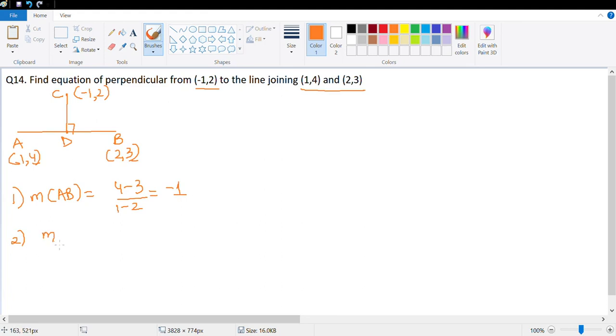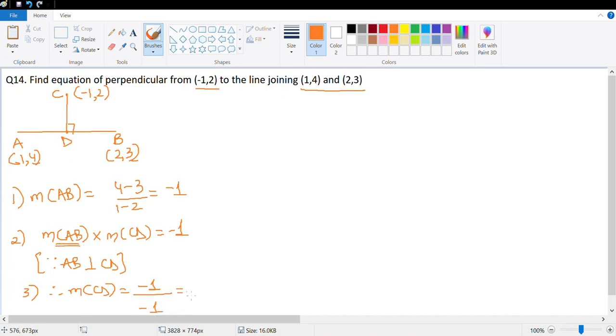Next, slope of AB multiplied with slope of CD is equal to negative 1, since AB is perpendicular to CD, which means slope of CD is equal to negative 1 divided by the slope of AB, which is negative 1. So the slope of CD is 1.